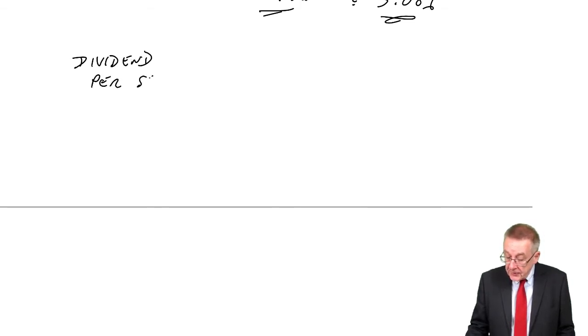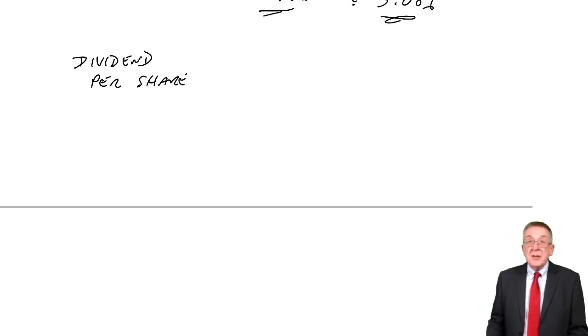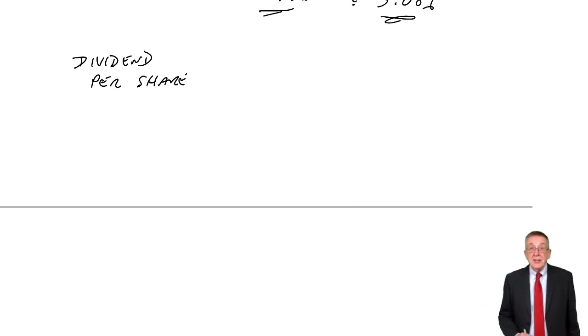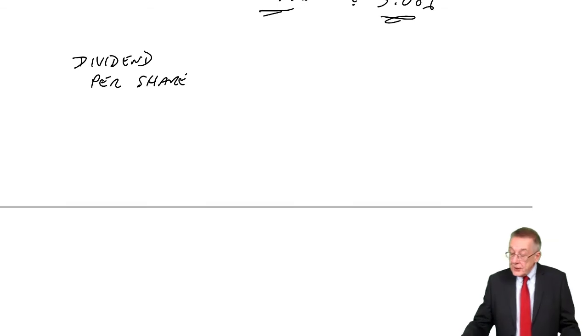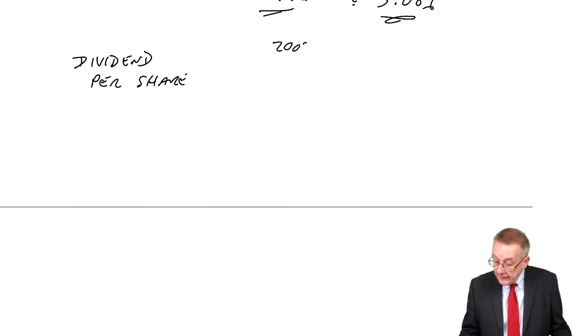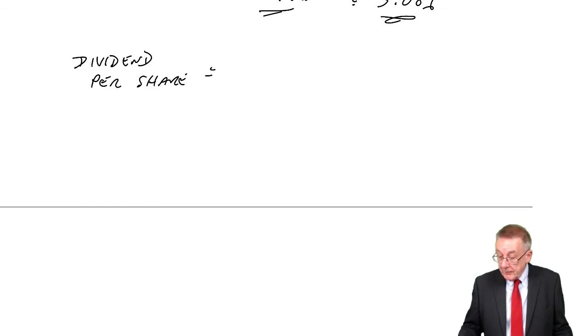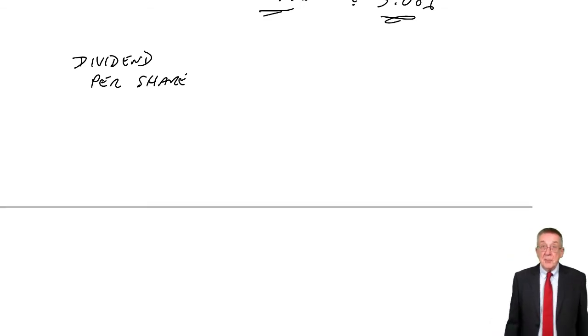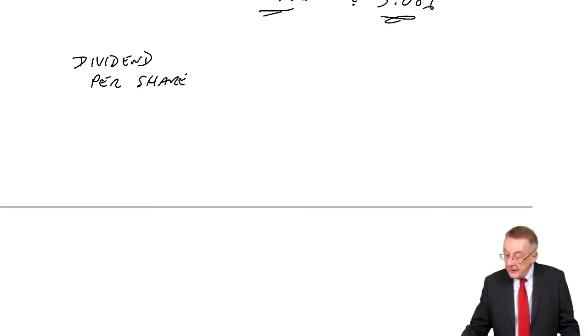All these share ratios, it's ordinary shares we're interested in. So dividend per share, it's total dividend divided by the number of shares.